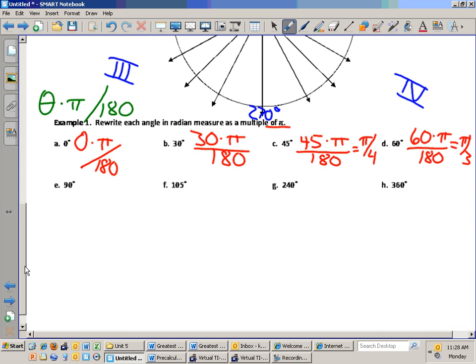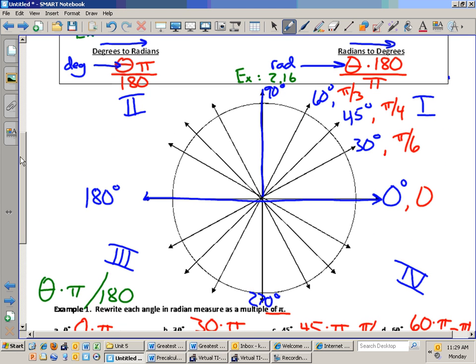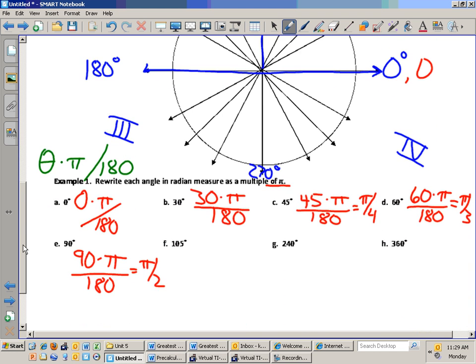And 90 degrees. 90 times pi divided by 180 is pi over 2. Very good. So 90 degrees, as we said on our chart before, is the same thing as pi over 2. Let's try one that's a little bit difficult that's not on there.